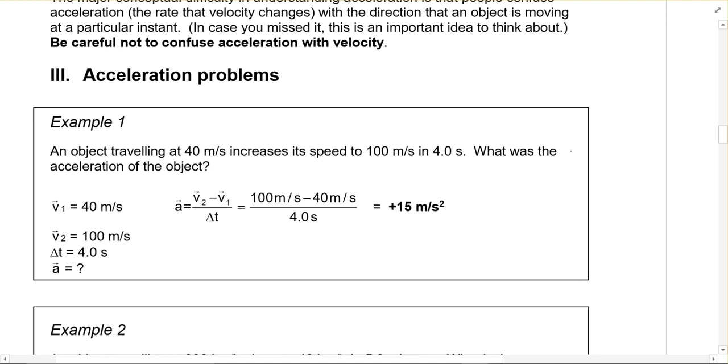So what I'd like you to do again, though, is write down everything that you know. Acceleration is the one that we don't, so I put a little question mark there. And then just plug in as you go. So in place of V2, we're going to have 100. In place of V1, 40. And then you end up with positive 15 meters per second squared.